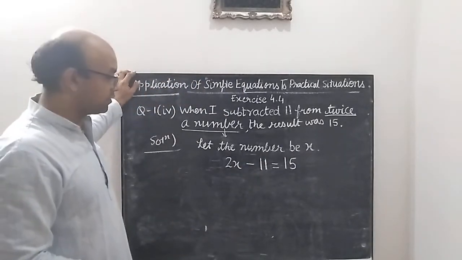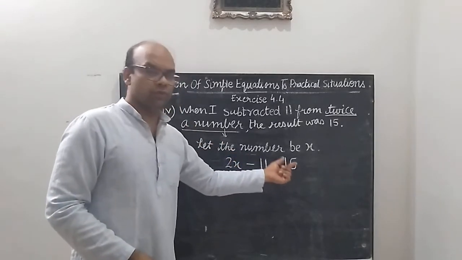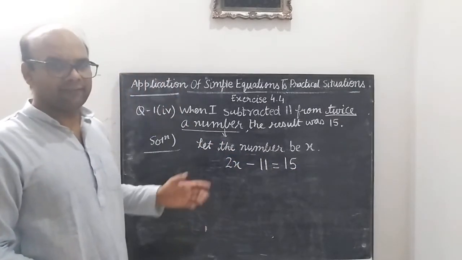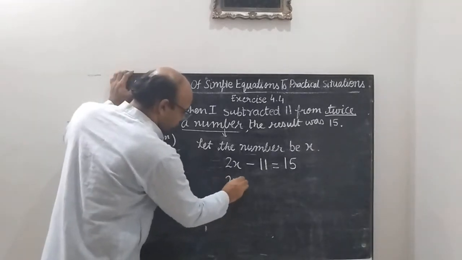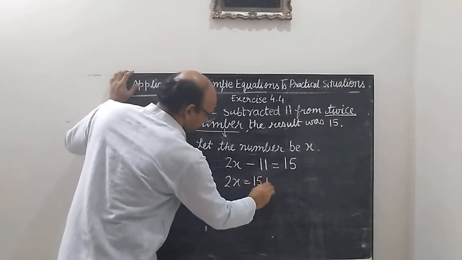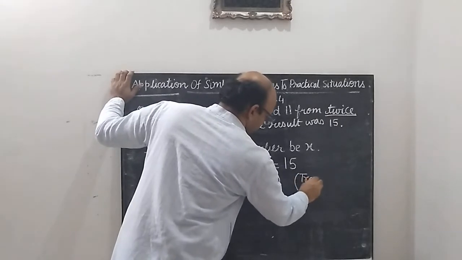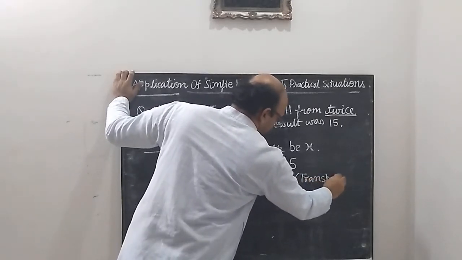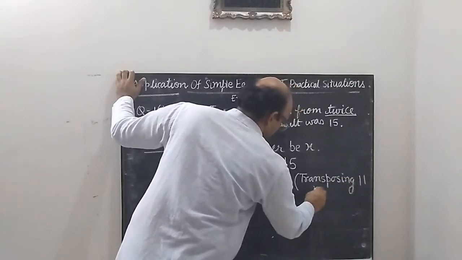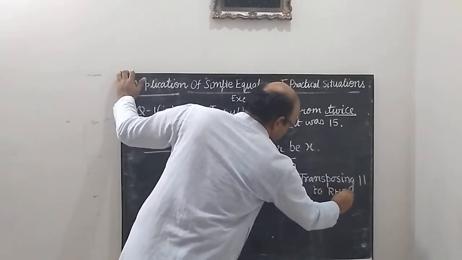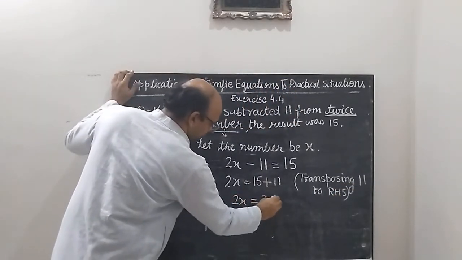So what is the first step? The first step is we take 11 to the right hand side, and this is what we call transposing. So we write 2x is equal to 15 plus 11. And what is the statement for this? Transposing 11 to RHS. Then you have 2x is equal to 26.